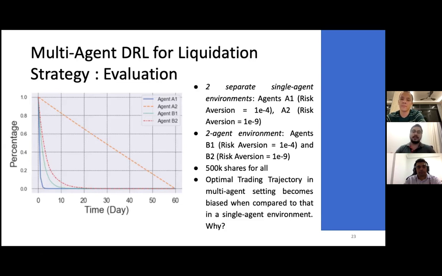And why does this happen? It is because the agents B1 and B2 cannot operate independently. They have to consider the presence of the other actor in the environment. So this is why we see the bias, and we can confirm this observation.